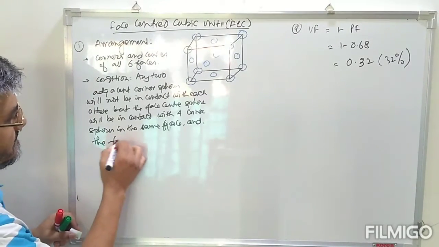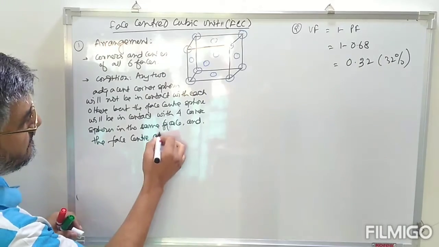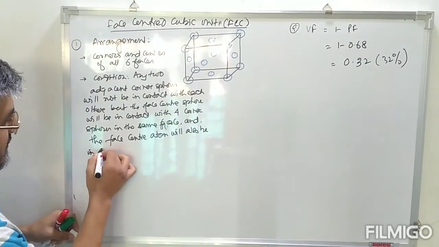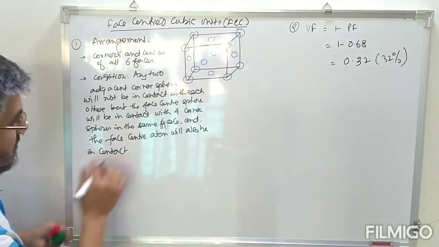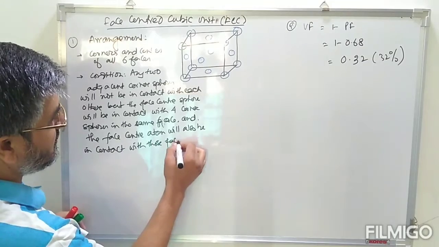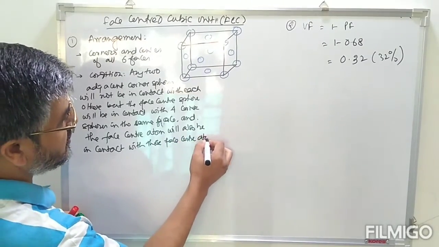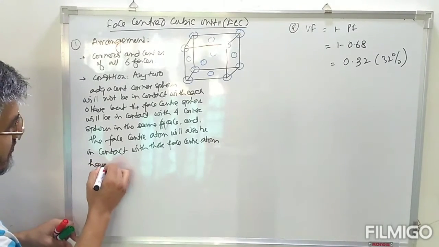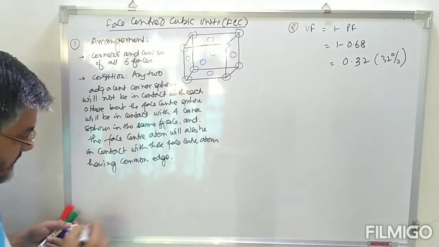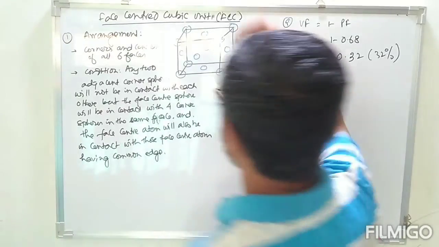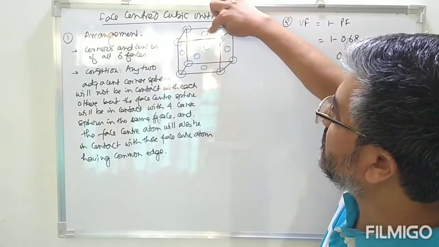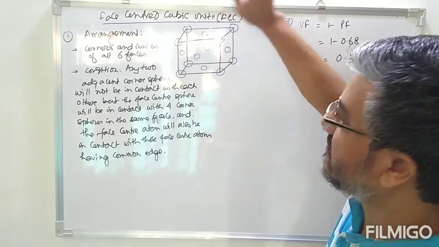the face center atom will also be in contact with those face center atoms or spheres having a common edge. So that means these two corner atoms will not be in contact with each other, but these face centers will be in contact with four corner atoms in the same face.